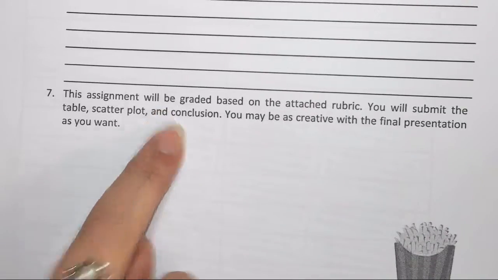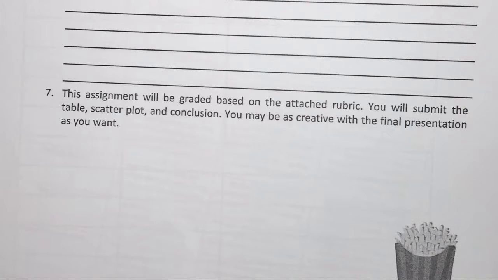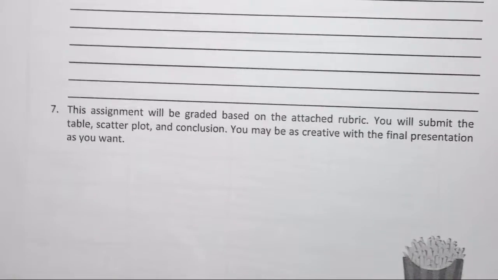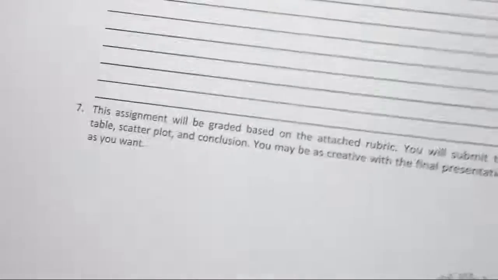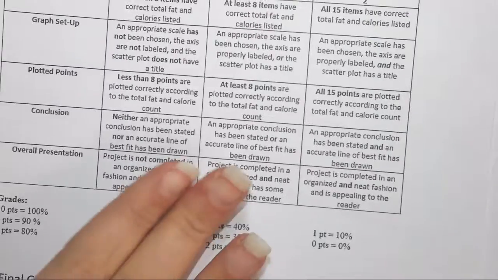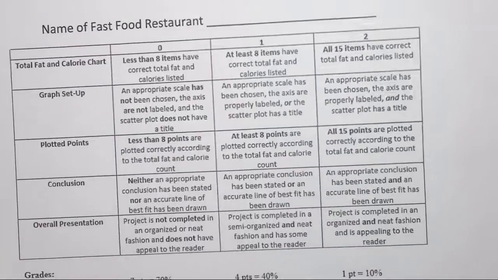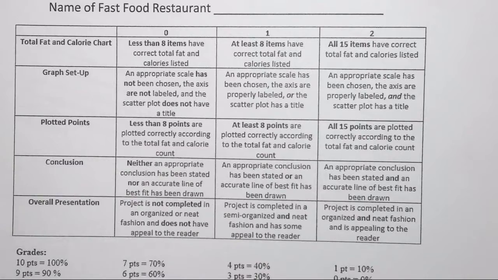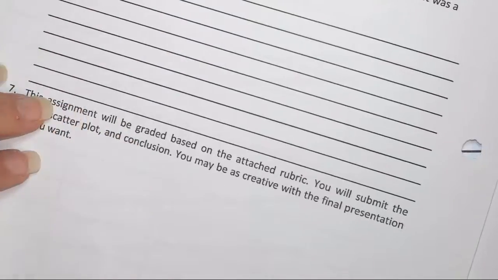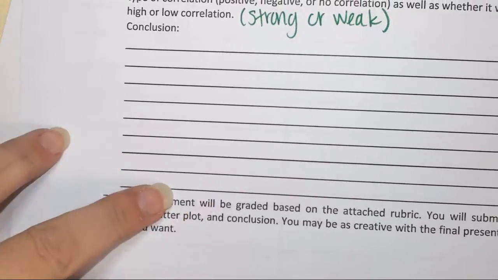This assignment will be graded based on the attached rubric. You will submit the table, scatter plot, and conclusion. You may be as creative with the final presentation as you want. So you can do it on a poster board. You can do it however you want to. But you must turn this in, because this is what I'm going to grade on. Does everybody understand? So you can do the conclusion on this or on the poster? Either. I would write it on here first, though, as like a rough draft, a guide to what you should do.